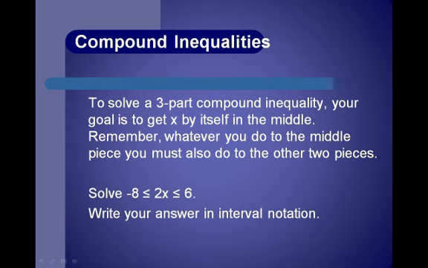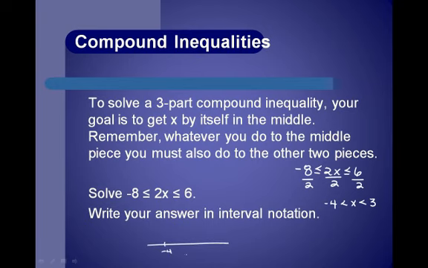So to solve negative 8 is less than 2x is less than 6, we want to get just x by itself in the middle. Well, we have 2x in the middle, so we're going to divide both sides by 2. Whatever you do in the middle piece, you must also do in the other pieces. So we get negative 4 is less than x is less than 3. x is between negative 4 and 3.